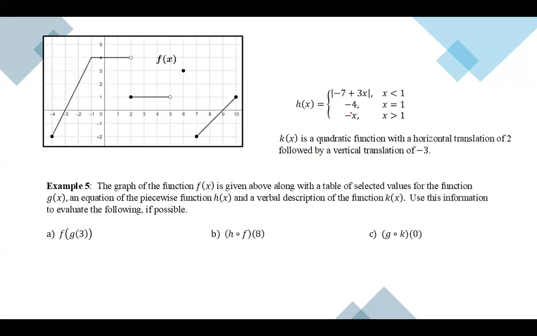h of x is its own little piecewise. And then k of x describes what you have. It says I have a quadratic function with a horizontal translation of 2, followed by a vertical translation of -3. So we're going to turn k of x into an actual function. k of x equals, I have a quadratic function with a horizontal translation of 2, so that means I have x minus 2 squared, and a vertical translation of 3. Does that make sense? This is a quadratic function that went right and then down.